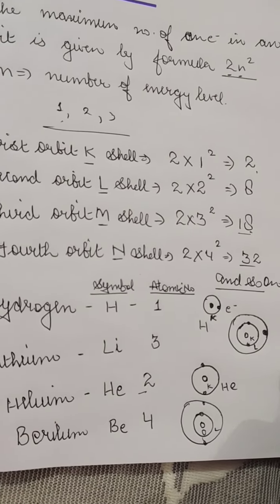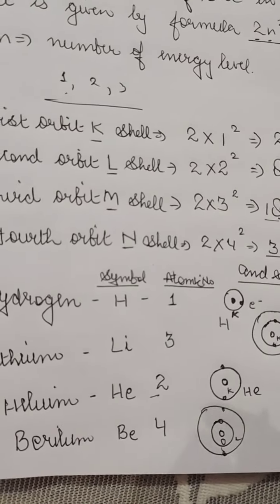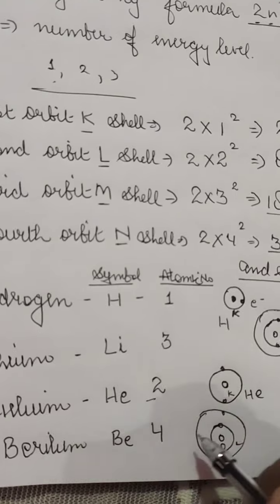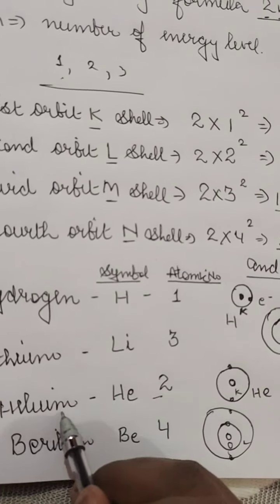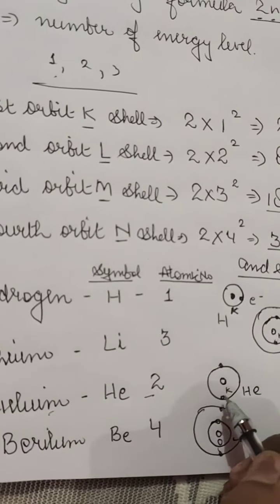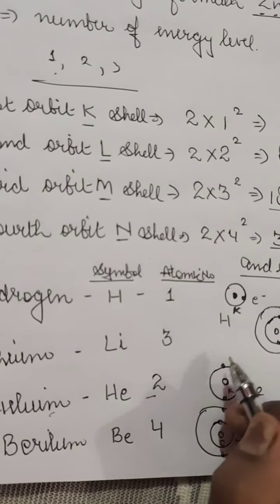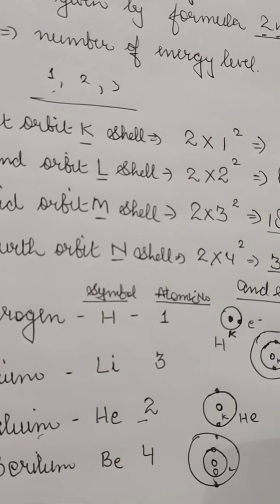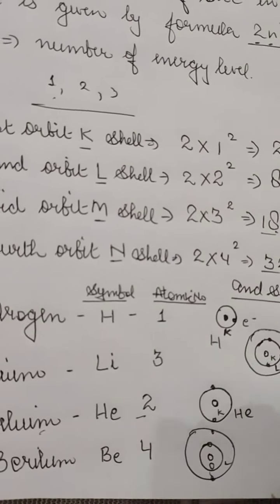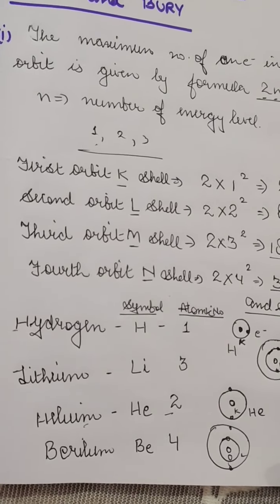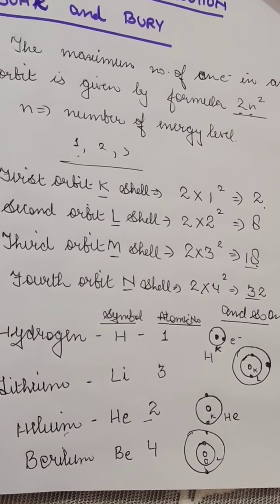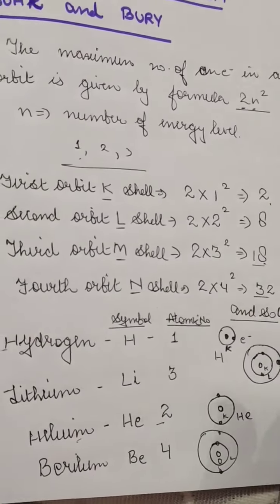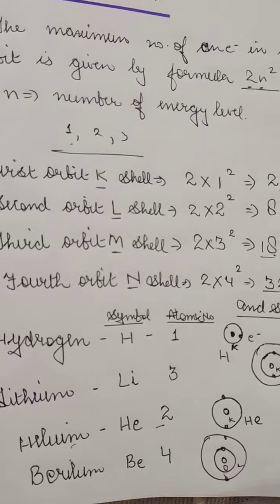Metals generally donate their electrons to complete their octet or duplet structure, so that they can have the structure of their nearest noble gas. Helium is a noble gas because it has 2 electrons in its outermost shell and its duplet is complete, so it does not need to give or take any electron to become stable. Since it is stable on its own, helium is called a noble gas. After this, we'll take some more examples, and this explanation was given by Bohr and Bury.